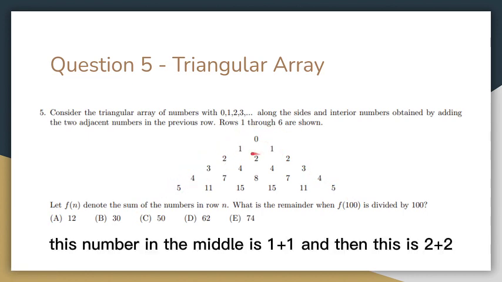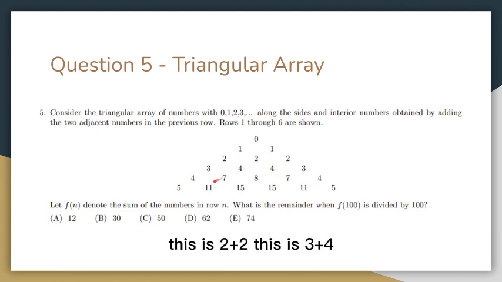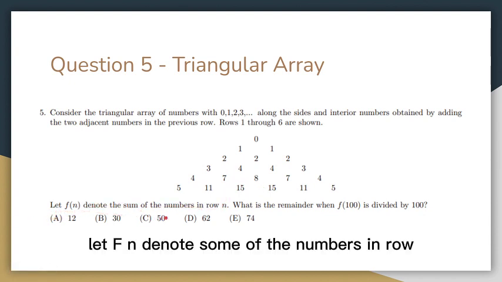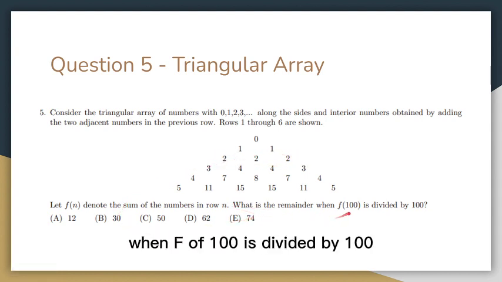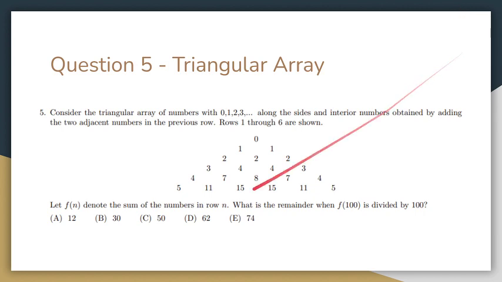Well, like this number in the middle is 1 plus 1, and then this is 2 plus 2, this is 2 plus 2, this is 3 plus 4, this is 4 plus 4, this is 7 plus 8. So basically, let Fn denote the sum of the numbers in row n. So, for example, f of 3 would be 6, because 2 plus 2 plus 2 equals 6. So, what is the remainder when f of 100 is divided by 100?